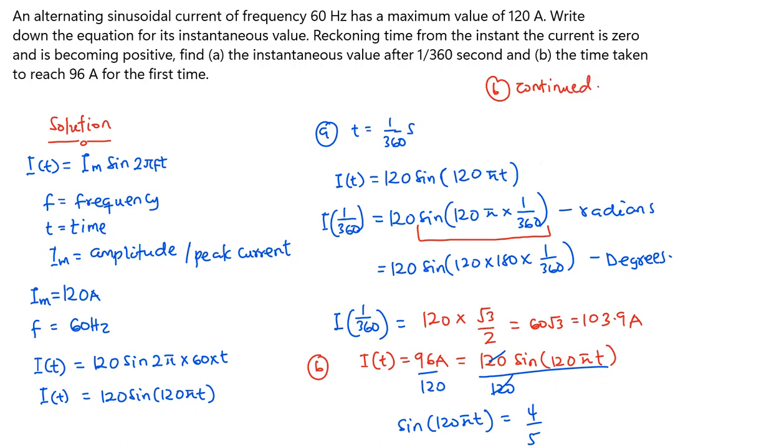At this point, because we want to find t, I'm going to take sine inverse of both sides. So when I do this, we are going to have 120 pi t equals the sine inverse of 4 on 5. So let's see what you are going to get. You have 120 pi t equal to the sine inverse of 4 on 5.